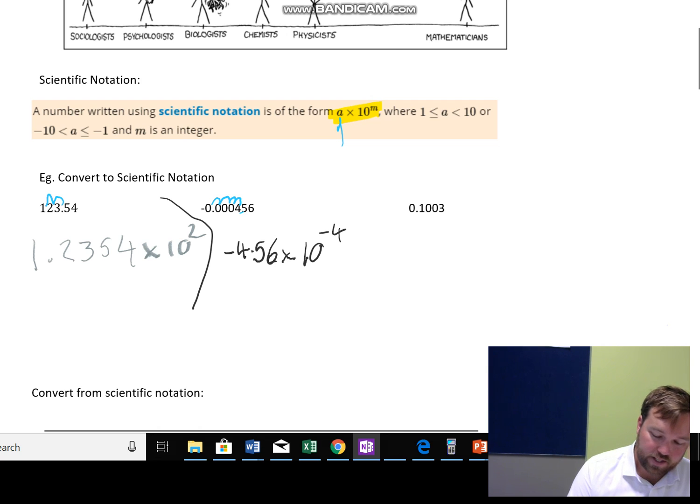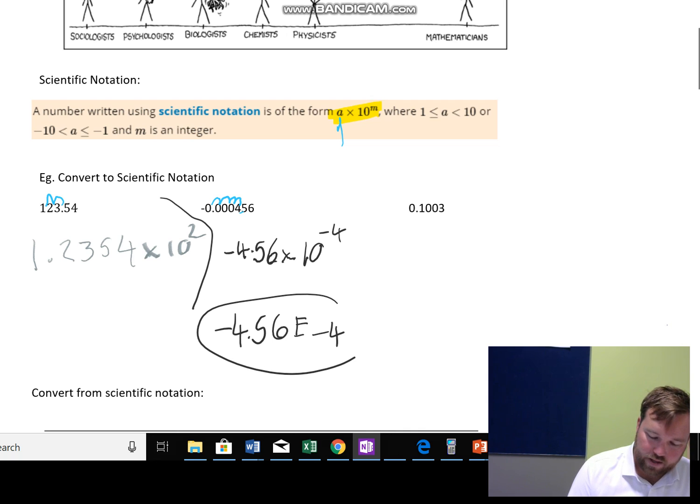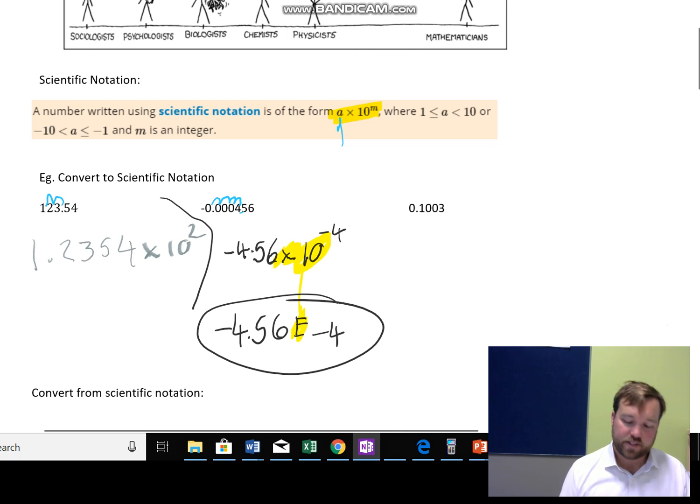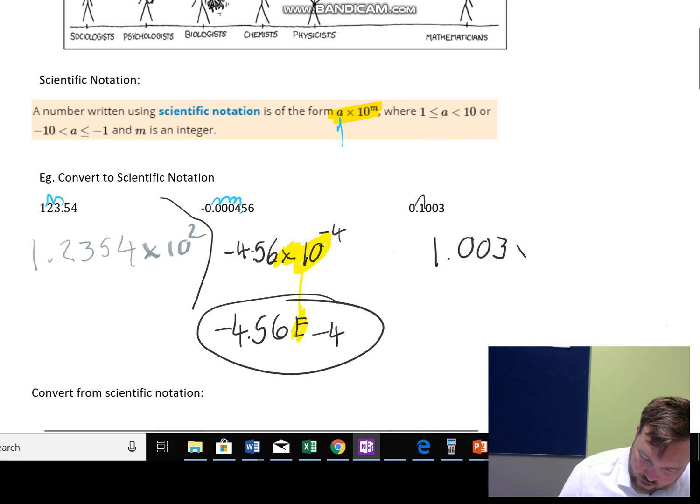Note that if you have a fancy calculator, your calculator might well express this as minus 4.56 e -4. If your calculator says e -4 with a capital E, that e is really the same as times 10 to the power of. It's your calculator abbreviating that times 10 to the power of to make it fit nicely on the screen, I guess. Alright, one more. Here, the decimal number needs 1 jump, so it is 1.003 times 10 to the -1.